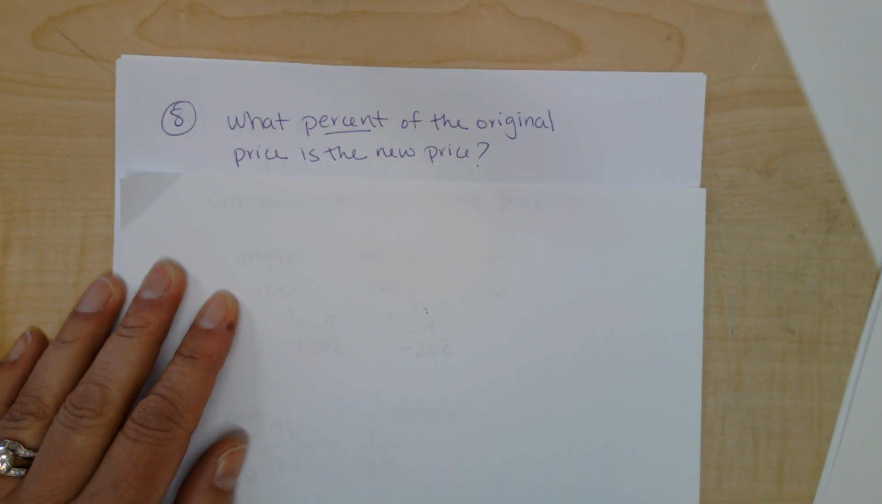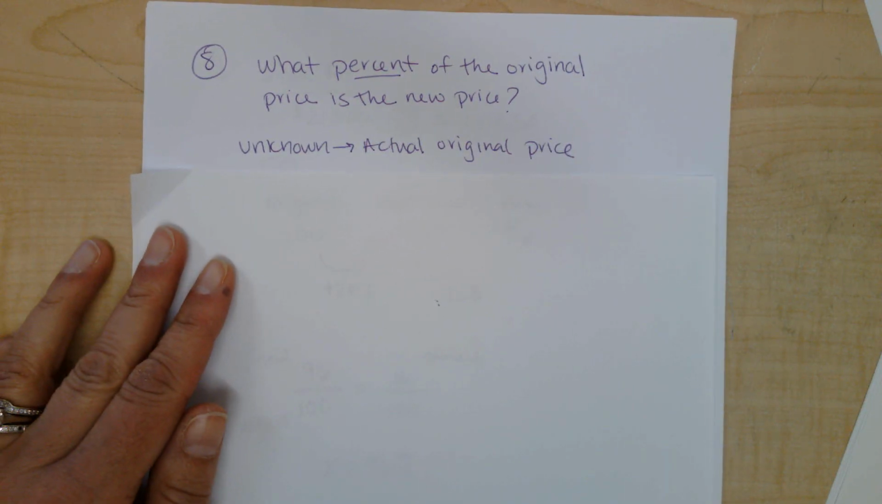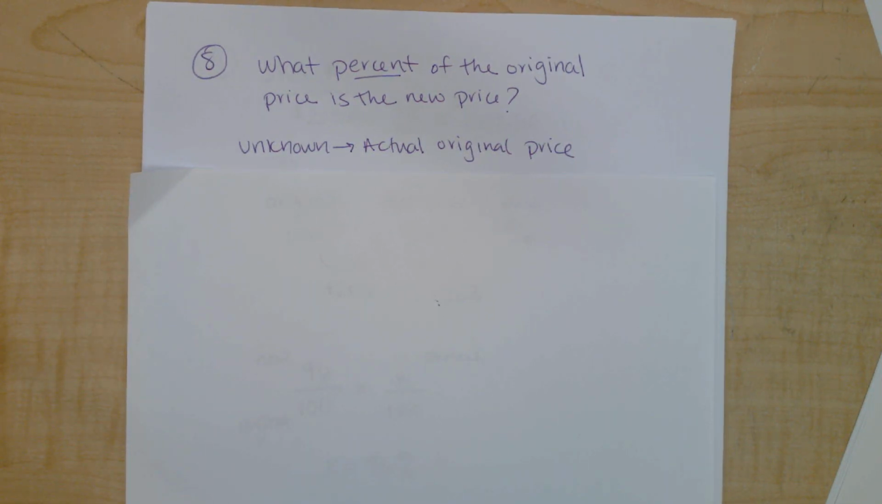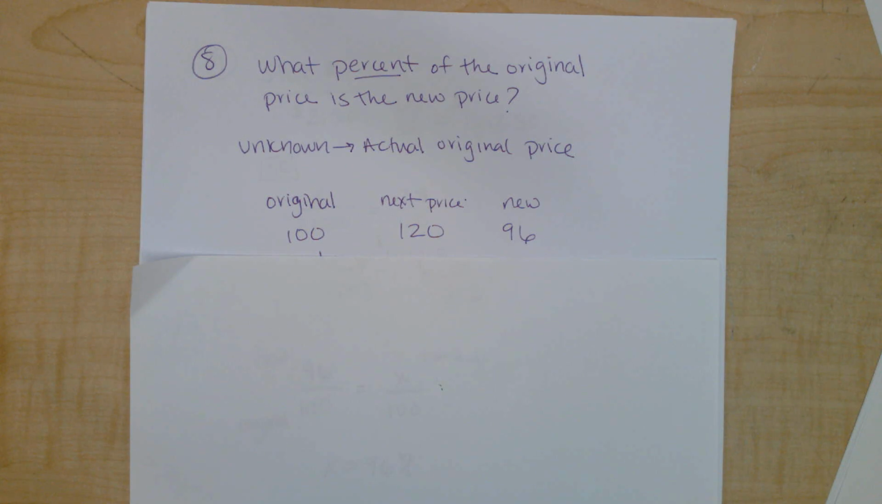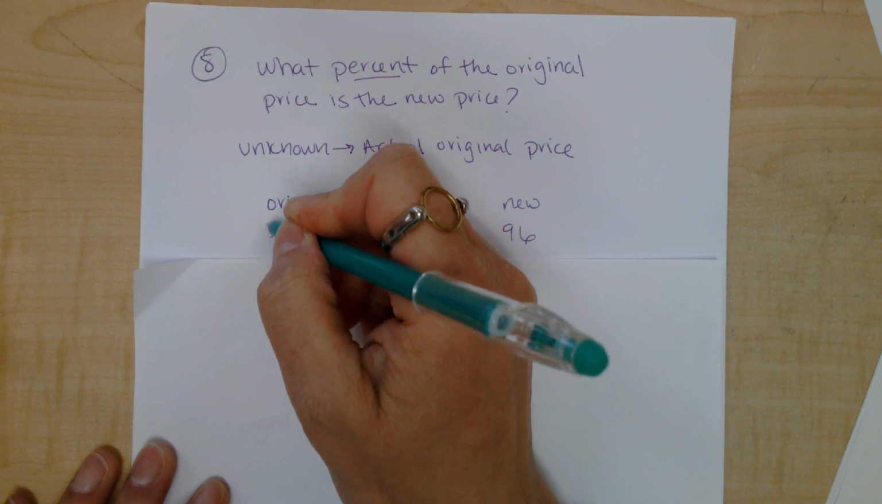Okay. So what are we looking at? Again, read the question. What percent of the original price is the new price? Unknown. We don't know what the original price is. This reminds me of the other one with the years, 2008 and 2012. So we have no idea. Okay. So what number am I going to pick? Right, we're working with percents. Let's pick 100. So let's say that the original was $100.